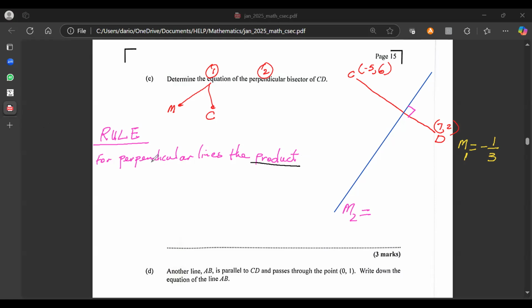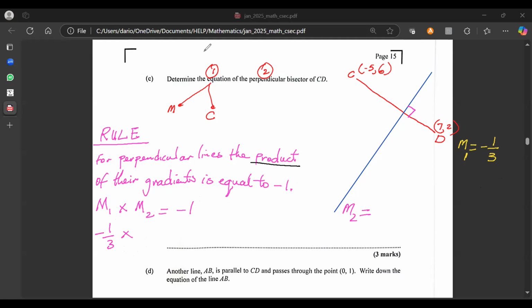So for perpendicular lines, the product of their gradients is equal to -1, which means M1 times M2 is equal to -1. Now we already know what M1 is. M1 is -1/3.